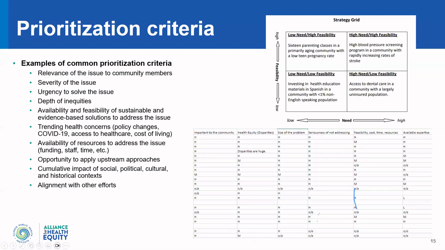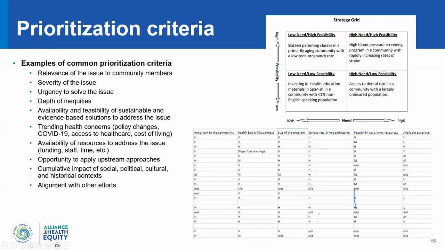There's also several listed in the MAP handbook. These are similar to the ones in that handbook, and these are modified. And you'll notice these are similar to the prioritization criteria that we used in our last CHNA process. So relevance of the issue to community issues, urgency, trending health concerns. So thinking about forces of change during our last round, COVID-19 obviously was the big one. Opportunity to apply upstream approaches, cumulative impact.